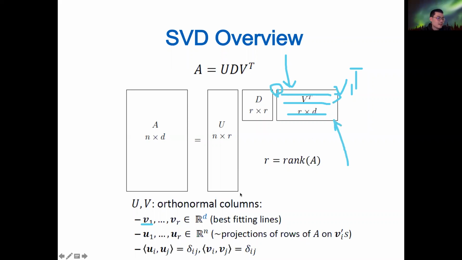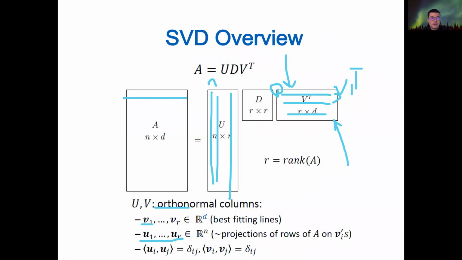The other thing is U1 to UR. Here we are not looking at rows like in here, we are looking at columns: U1, U2, and UR. We can show that these different columns are also orthogonal, and they are also orthonormal. So each of those columns has length 1, and any two of them are also orthogonal. So these are the conclusions.